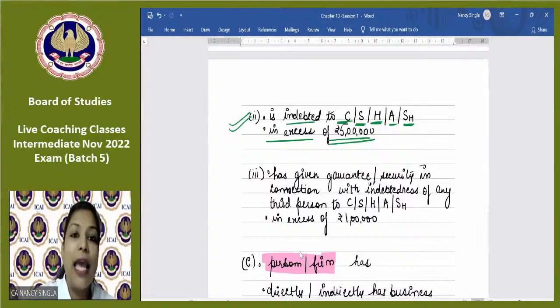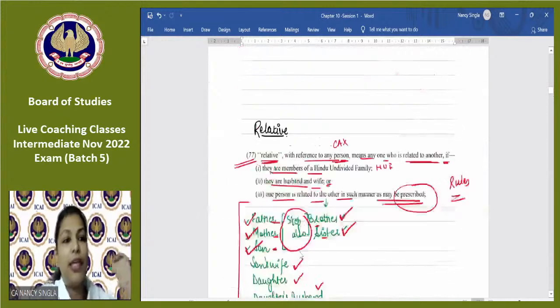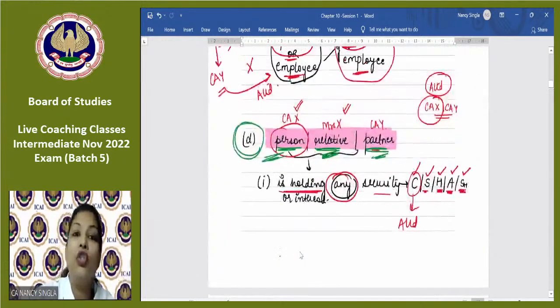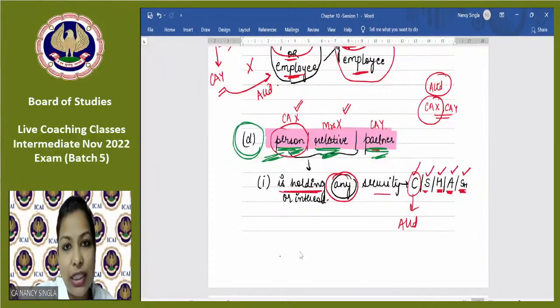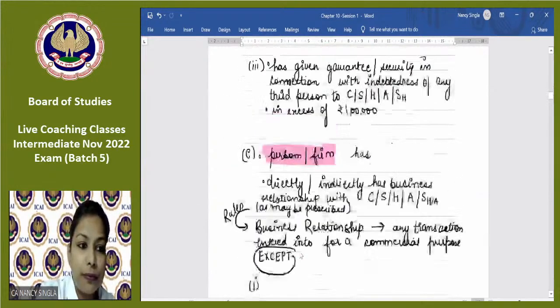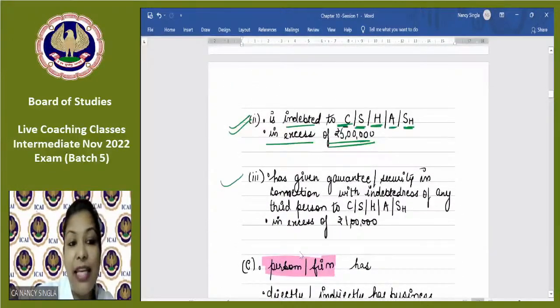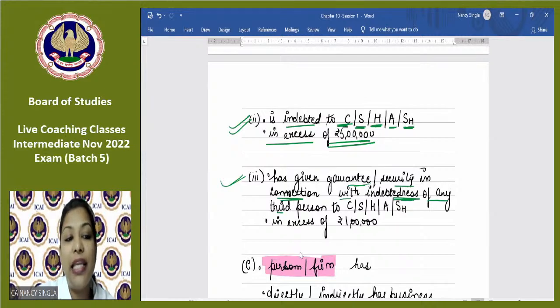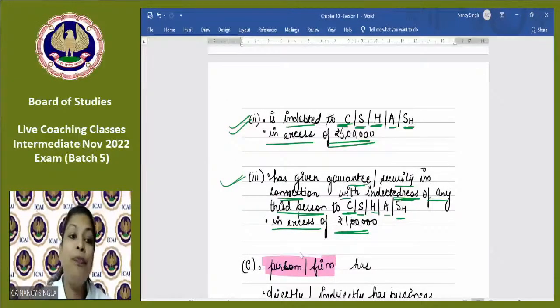Is it clear? And the third point, again, we will read from here. So the person will be ineligible to be appointed as an auditor of the company if the person himself or the relative or the partner has given guarantee or security in connection with indebtedness of any third person to either the company, the subsidiary, holding, associate, subsidiary of holding in excess of rupees 1 lakh. ठीक है?